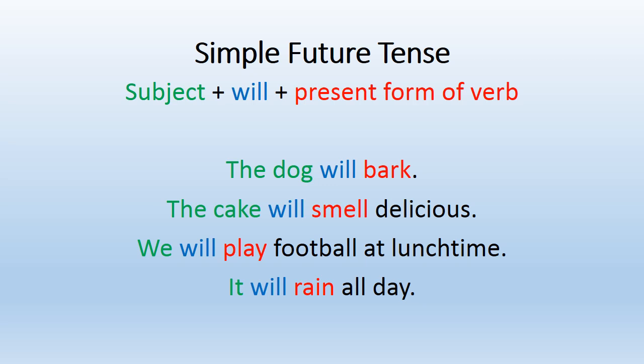If the cake hasn't been made yet, so it didn't smell delicious, it hasn't smelled delicious, but the cake will smell delicious. Now, if it's not lunchtime yet, but you know what's going to happen, you wouldn't say we played football because it hasn't happened yet. We will say we will play football at lunchtime because that is going to happen in the future. And if you're looking at the weather forecast for tomorrow, it hasn't happened yet, but you know that it will rain all day.